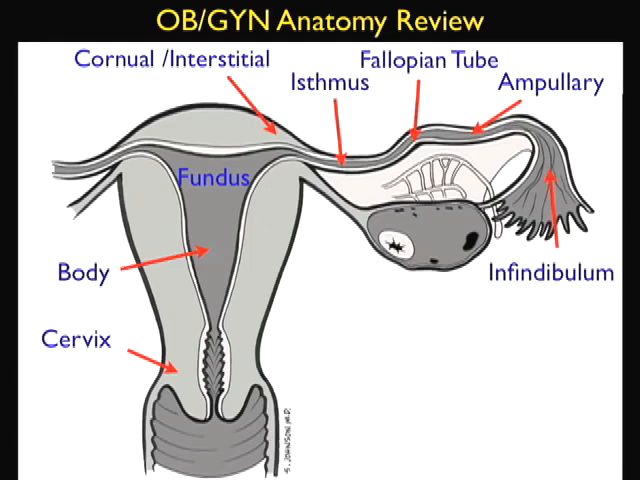We also see the areas of the fallopian tube: the proximal isthmus, the intermediate ampullary region, which is where most ectopics are actually located, and the distal infundibular region. We can also see the broad ligament that encases the fallopian tube and the ovary. Notice the ovary, which is adjacent to the infundibular region of the fallopian tube.